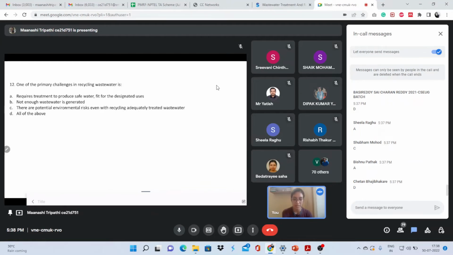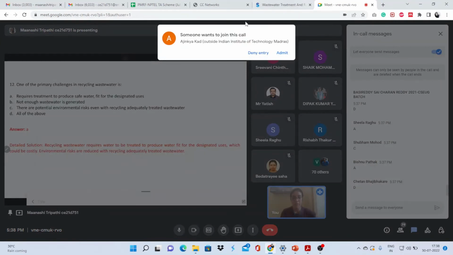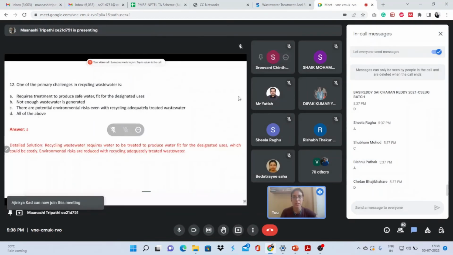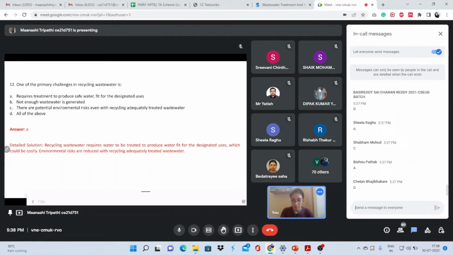Okay, we'll see the answers now. So answer is A. Talking about option B, we have enough wastewater. You see it everywhere. When there is rain, even in no rain period, we have enough wastewater. So quantity is never a problem. See, is there a potential environmental risk when we are treating the wastewater? Then there is no risk. And D, all of the above. So A is right. This is the primary challenge.